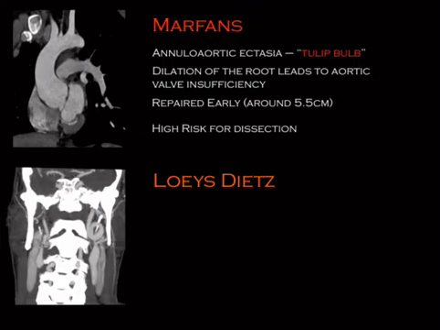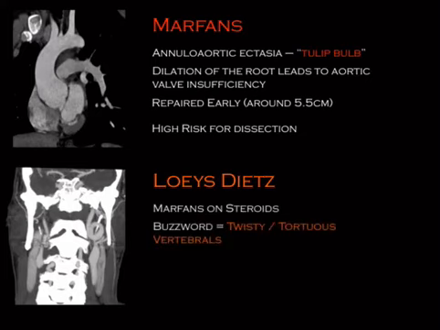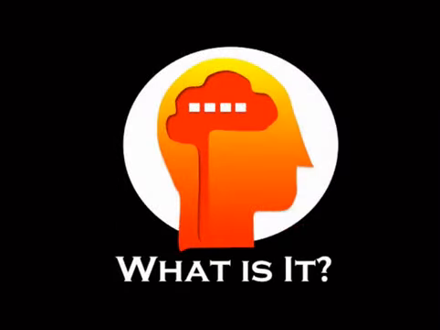They have to repair these things around 5.5 centimeters, earlier than they normally repair them around 6. But for Marfan's, they'll repair them earlier because they're at a high rate for rupture and dissection. Loeys-Dietz is, think about this like Marfan's on steroids. And like I said, very twisty and tortuous neck vessels.